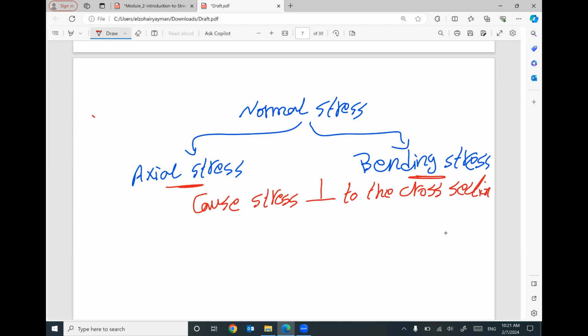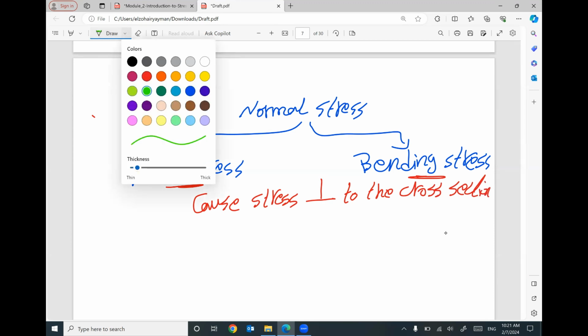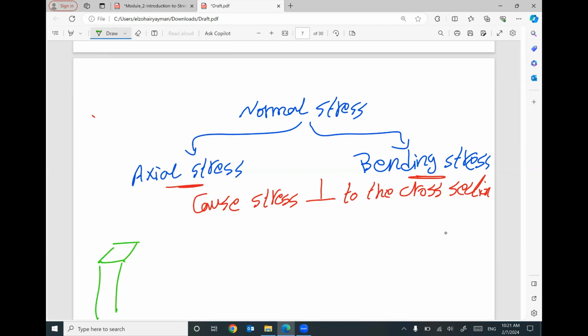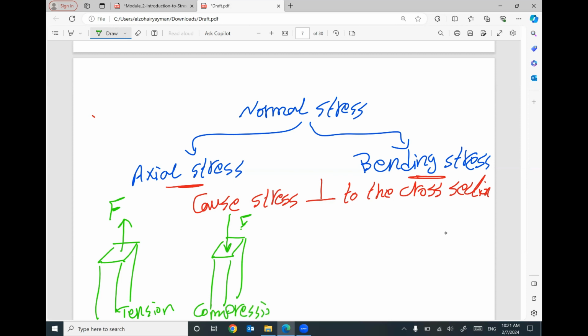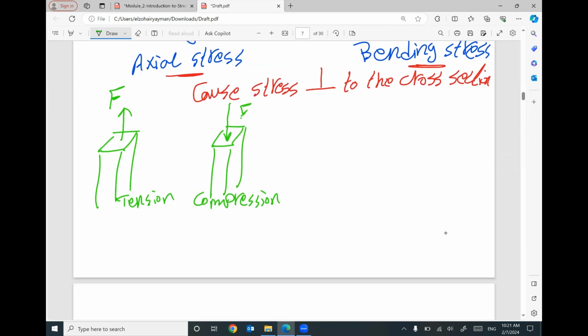That makes sense? If the applied force is pulling like this, it will cause tension. If the applied force is pushing like this, it will cause compression. So if you have tension, we will have tensile stress, so the value of sigma will be positive.